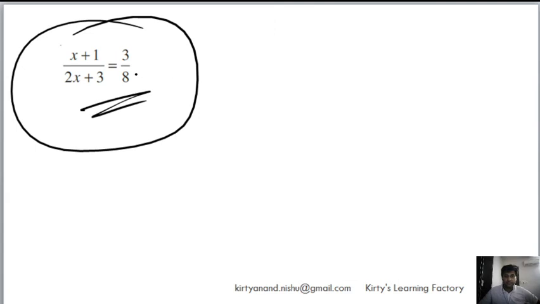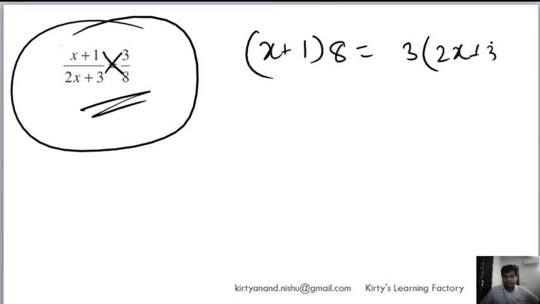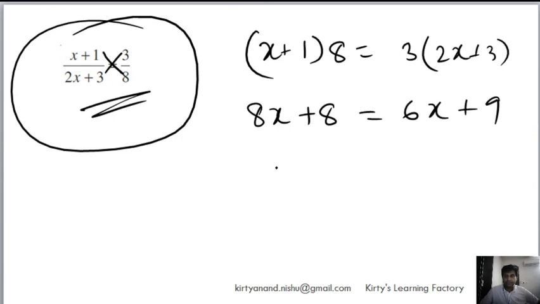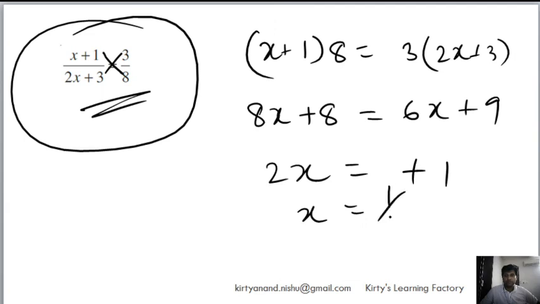This is another kind of simple equation. Once again, if I need to simplify, I will simply cross multiply: x plus 1 into 8 will be equal to 3 into 2x plus 3, and then you just open the bracket and you get 6x plus 9, and basically you get 2x equal to 1 and x equal to half. Like I said, the easiest chapters in algebra and in math is simple equation, linear equation with one variable, and enjoy it.